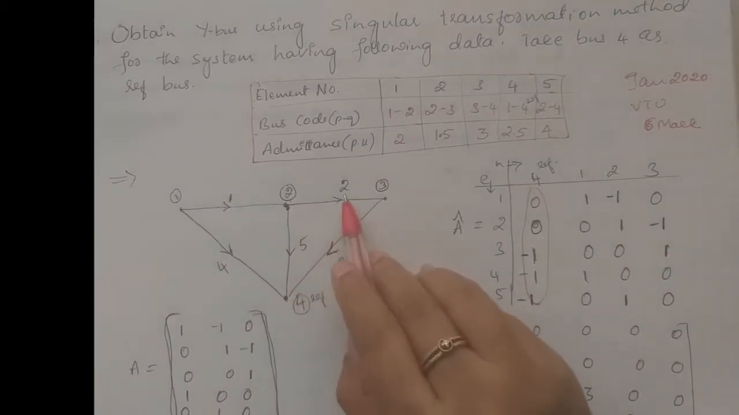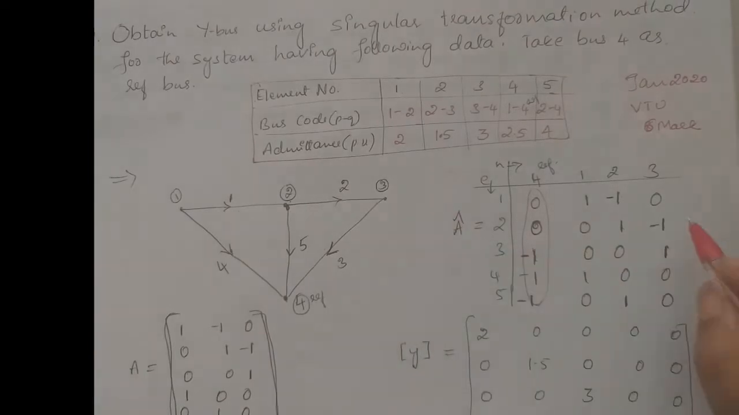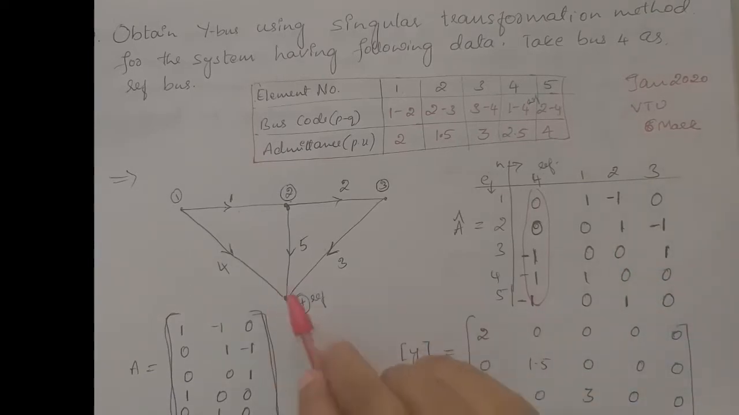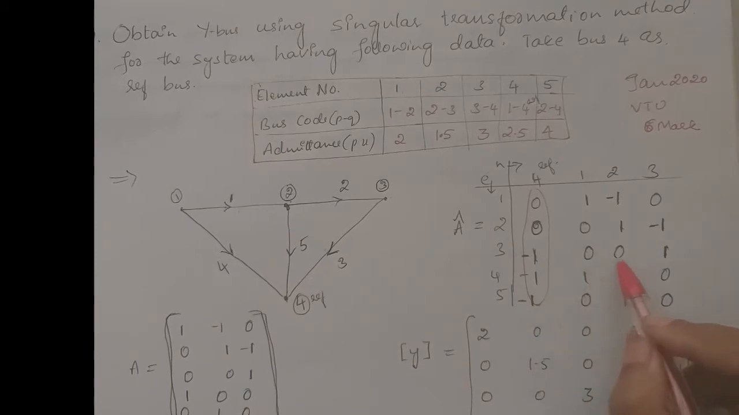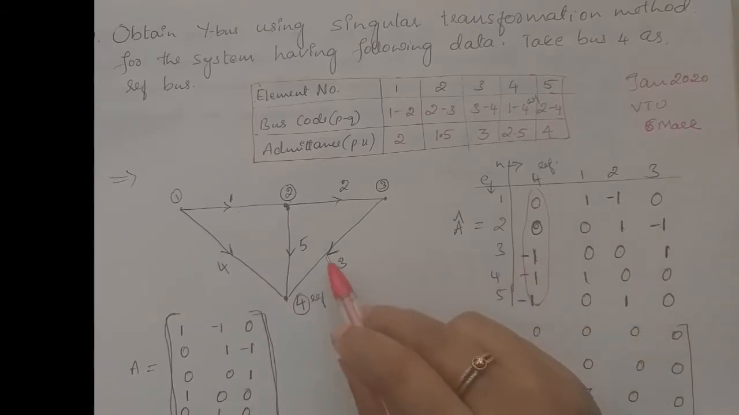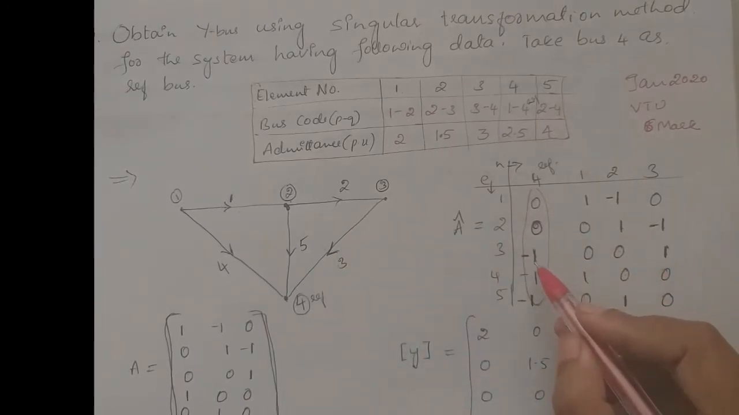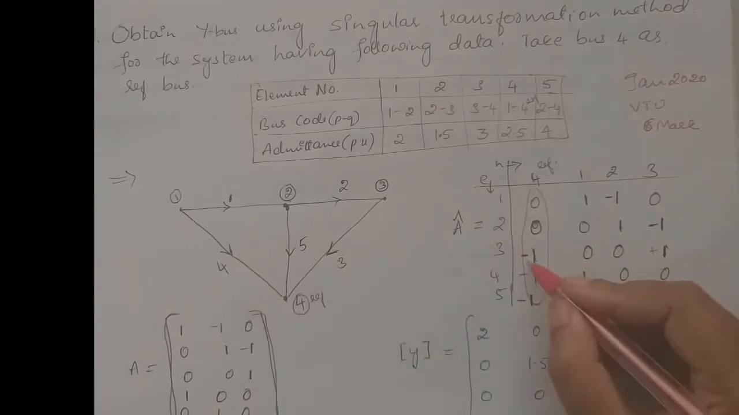See, the current is leaving 2 and going towards 3. So leaving 2 and entering 3, it has to be -1. Next, third element is between 3 and 4, and it is not incident to 1, not incident to 2, take it as 0. Why? Because according to my diagram, the third element is leaving 3, so it has to be +1, and going towards 4, so it has to be -1.